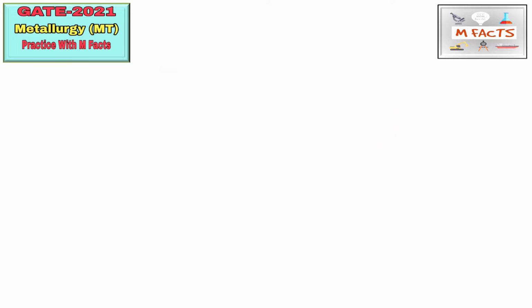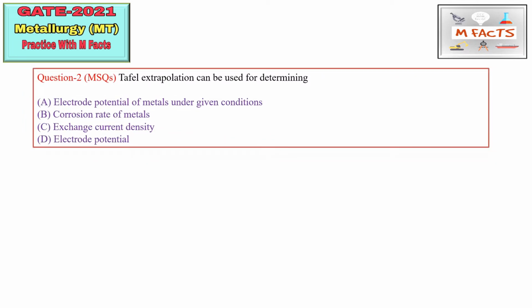The next question is: Tafel extrapolation can be used for determining. There are four options: electrode potential of metal under given conditions; B, corrosion rate of metals; exchange current density; and electrode potential. This is an MSQ type question, meaning one or more than one option may be correct, so you need to check every option.